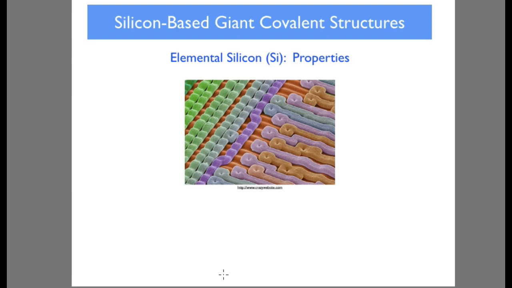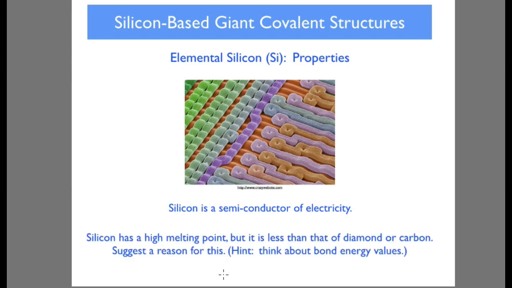The properties, you probably already know some of the properties. It's a semiconductor of electricity. It has a high melting point, but it is less than that of diamond or carbon. Can you think of a reason for this? Yes, that's right. It's because the carbon-carbon bonds are stronger than the silicon-silicon bonds. More energy is required to break the carbon-carbon bonds.